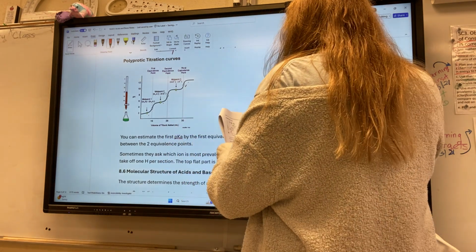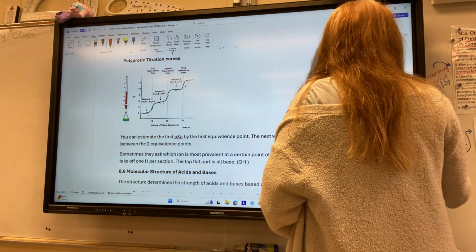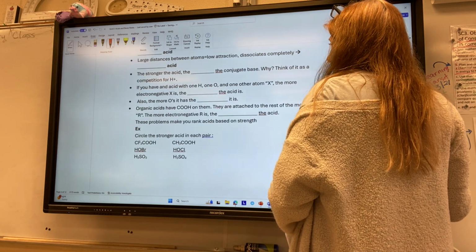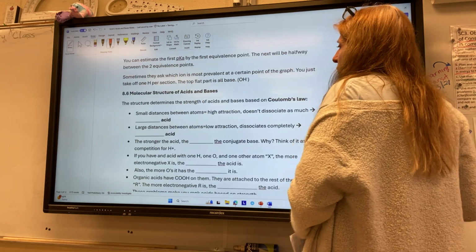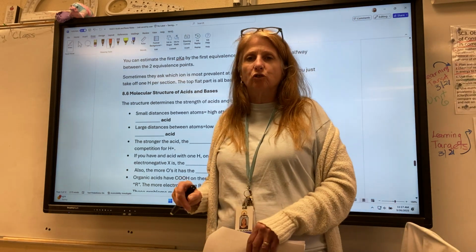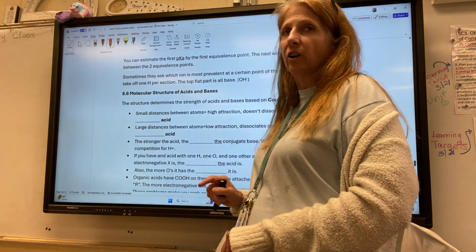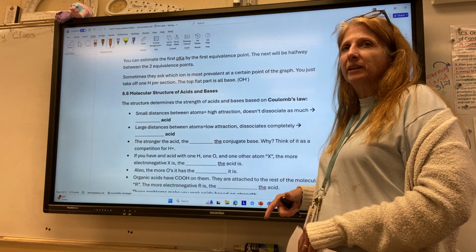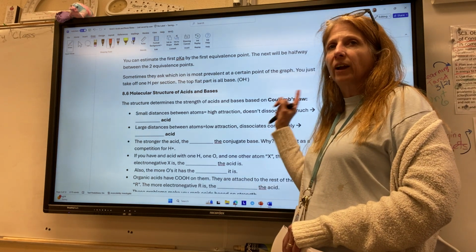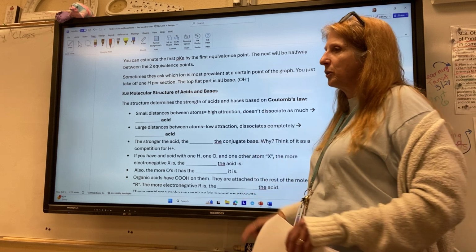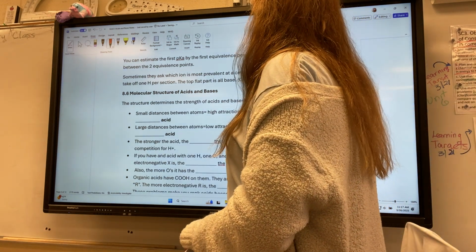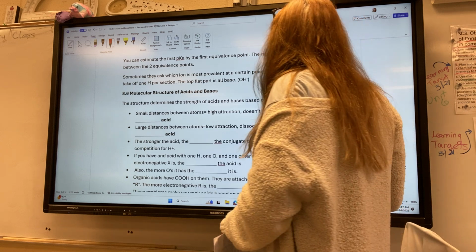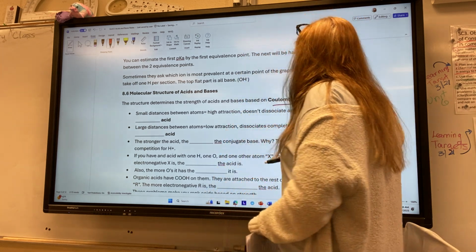All right, 8.6. Molecular structure of acids and bases. Right here. Okay, so what makes an acid or a base strong or weak is its structure. And we're going to learn some rules. They're going to give us 2 acids or 2 bases, and they're going to say which is stronger, and this is the answer. This is where you're going to get it from. So the structure determines the strengths of acids and bases, and it's based on Coulomb's law.